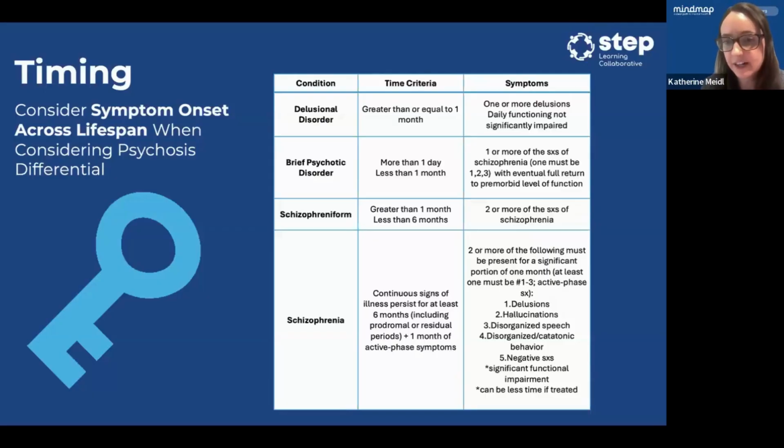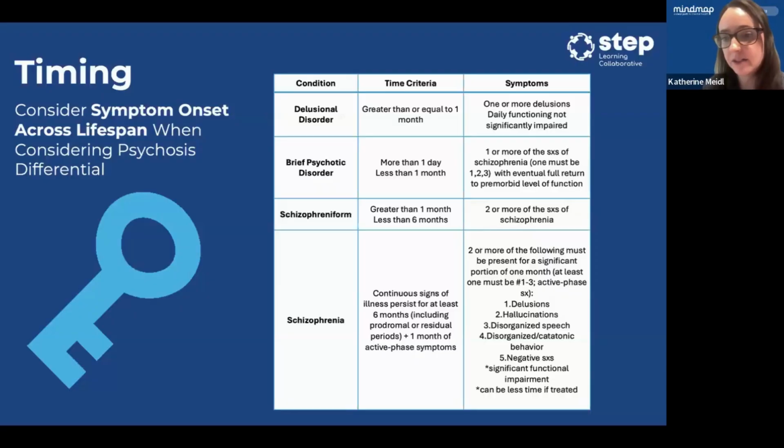For a diagnosis of schizophrenia, it does have really specific time criteria. You're going to have 2 or more of these specific symptoms below here that are numbered. And these are going to be present for a significant portion of 1 month. And at least one of these symptoms must be number 1, 2, or 3. These are considered the active phase symptoms of schizophrenia. So 1 could be delusions, 2 is hallucinations, 3 is disorganized speech. So the patient must have at least one of these during that active phase.